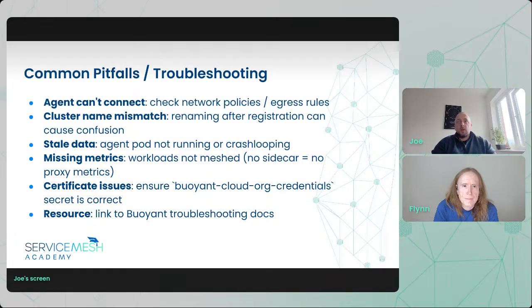Missing metrics, so workloads, if they're not meshed, no sidecar, no proxy metrics, right? The application needs to be meshed for you to get those golden metrics out. Certificate issues. Pretty much the case for anything with Linkerd, but it's still worth mentioning. Again, it's one of those things that's very easy to assume is the case when it's not.